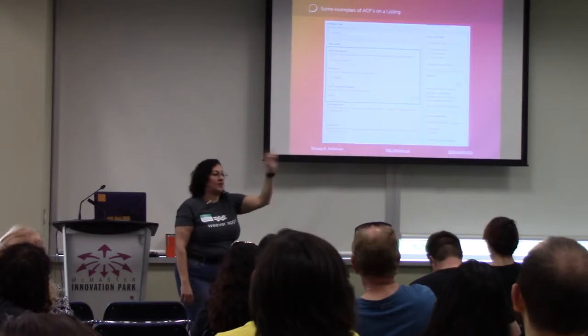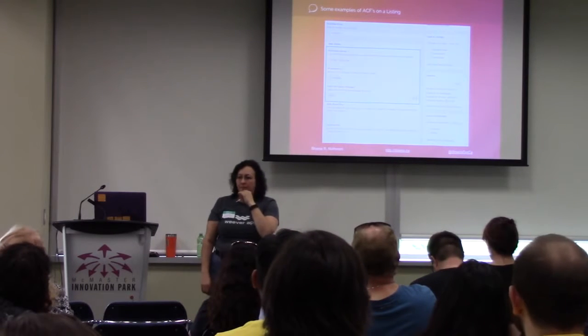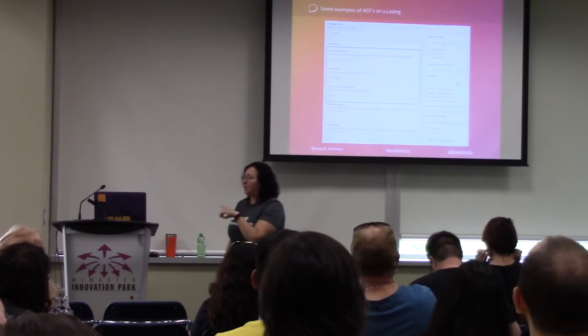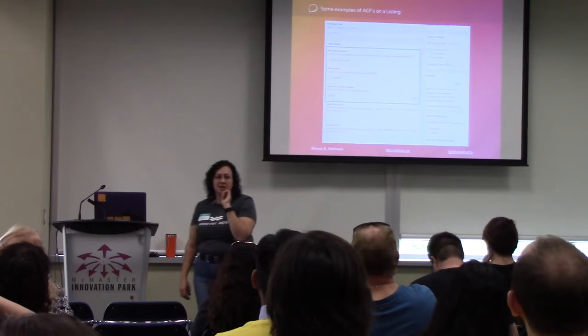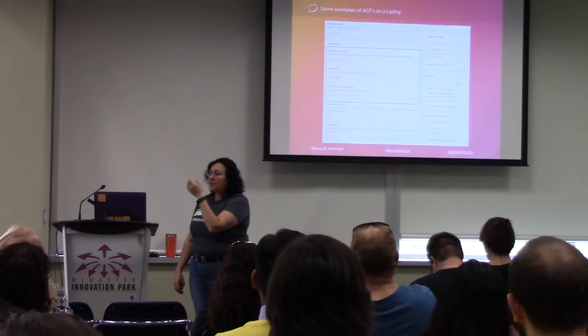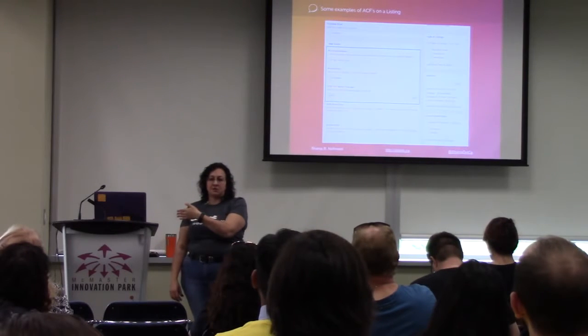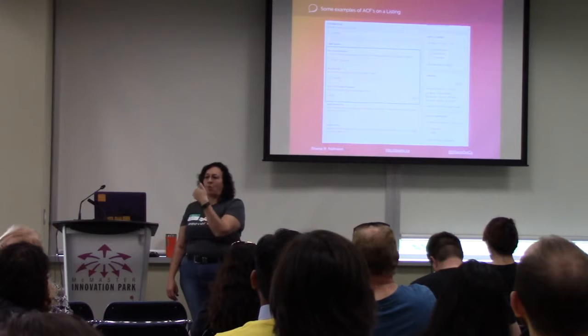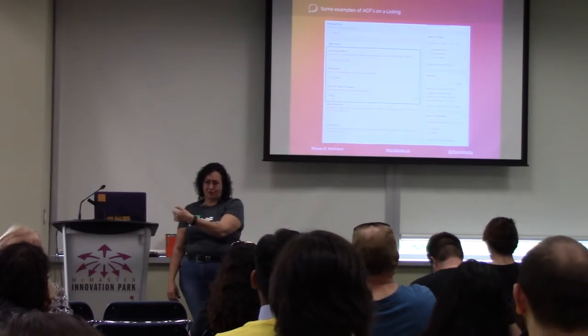I can say that that purchase price is a number. I can say that that is in US dollars. I can say it's in Canadian dollars. I can say it's in euros. I can say whatever I want. Meaning that the advanced custom field will take care of whether or not it puts a symbol in front of it or not.